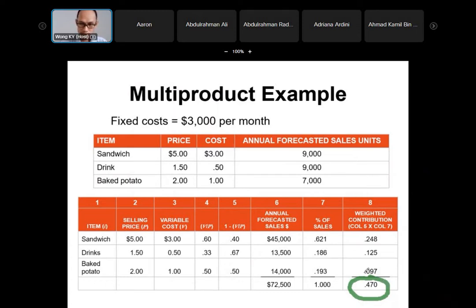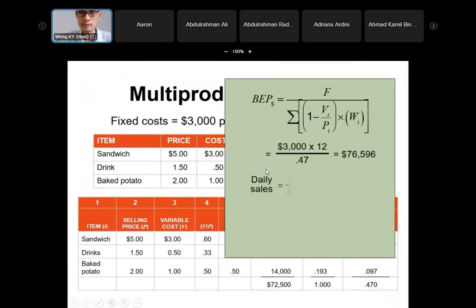So once you got this, then I can calculate BEPY using the formula given. BEPY, or break-even point in dollars, equals that formula that you have seen just now. Okay, BEP break-even point in dollars equals this formula. So F is given as 3,000 per month, right?